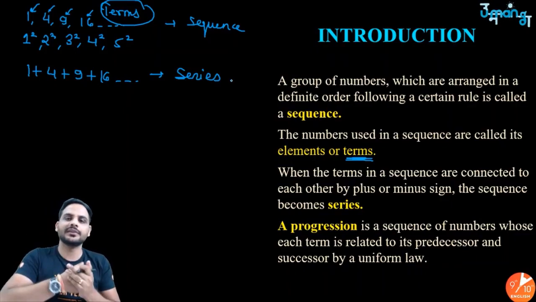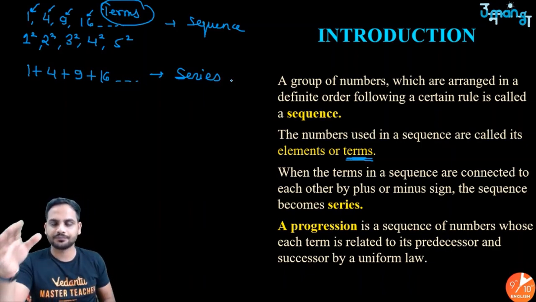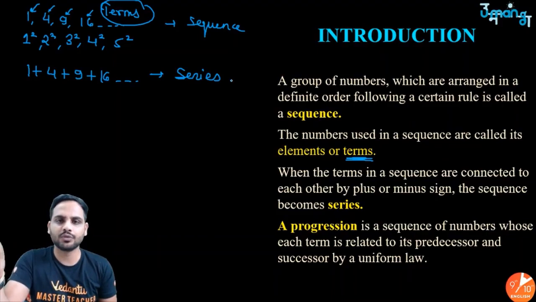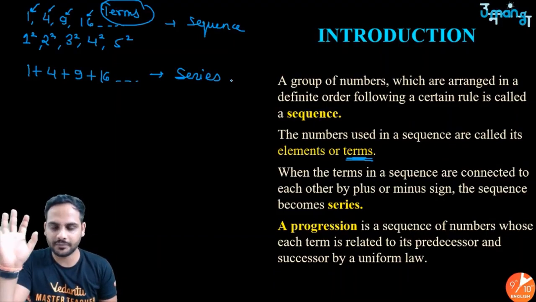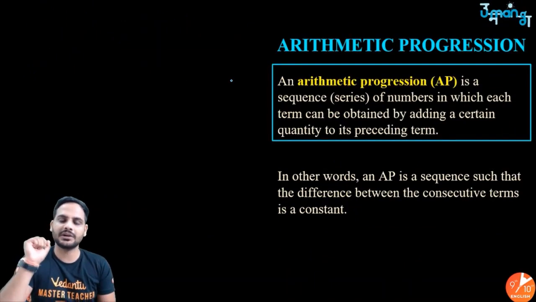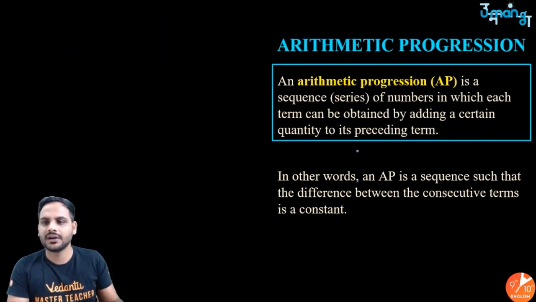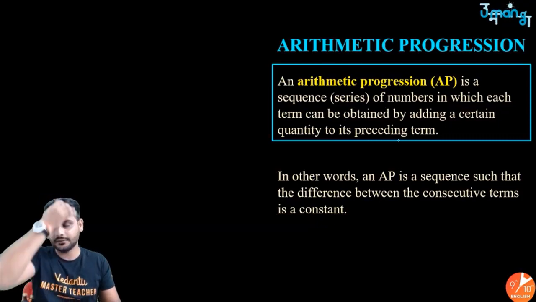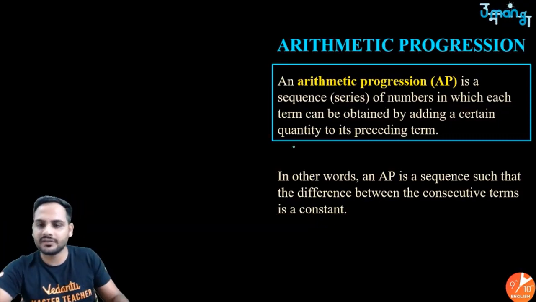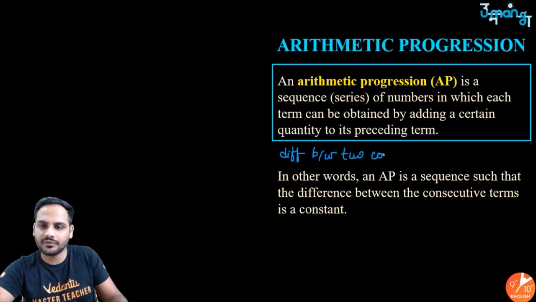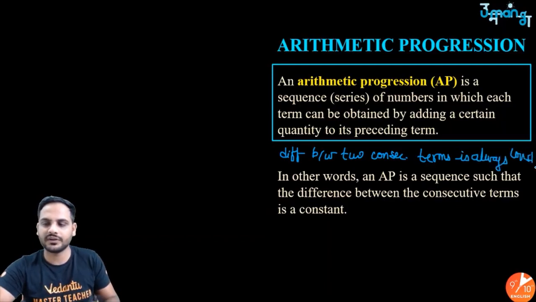So now we will be starting the arithmetic progression. As I have told you, for a sequence there must be some rule which connects all of them, right? So the rule behind the arithmetic progression is: it is a sequence of numbers in which each term can be obtained by adding a certain quantity to its preceding term. In other words, the difference between two consecutive terms is always constant.